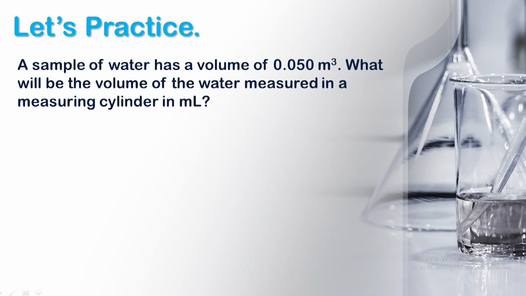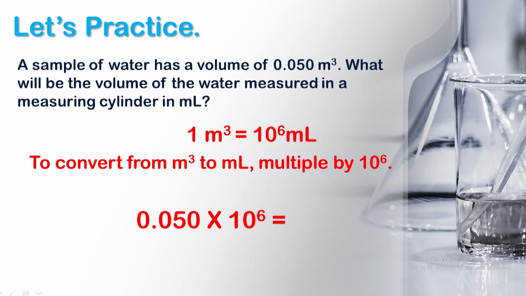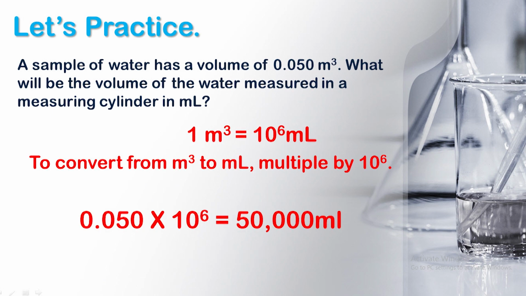Example 2. A sample of water has a volume of 0.050 cubic meter. What will be the volume of the water measured in a measuring cylinder in milliliters? As we arranged, 1 cubic meter is equal to 10 to the power 6 milliliters. To convert from cubic meter to milliliters, we'll multiply by 10 to the power 6. So I have to move the point 6 digits forward. 1, 2, 3. And still I have to add 3 zeros, so the answer will be 50,000 milliliters.